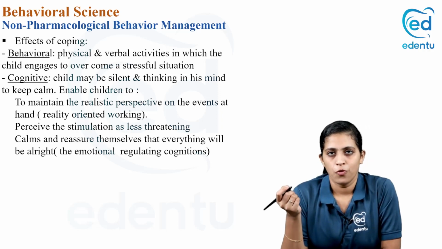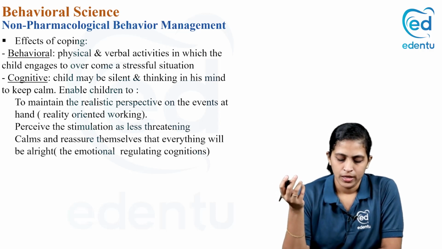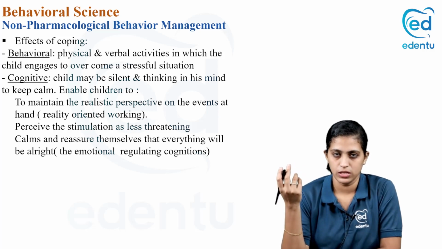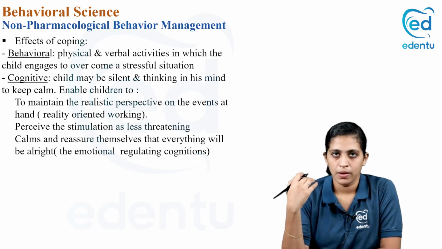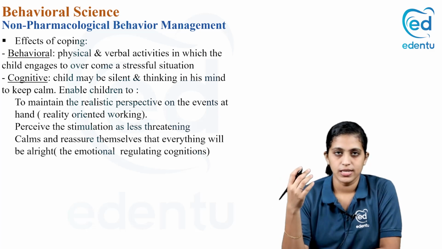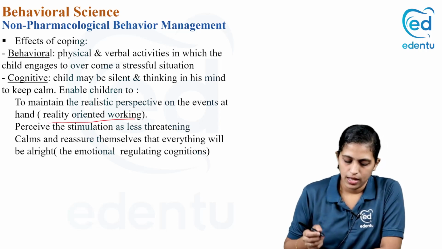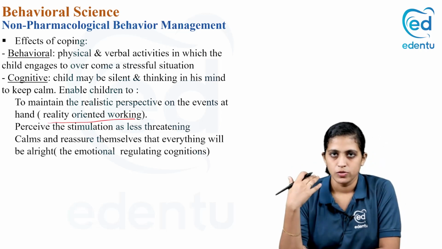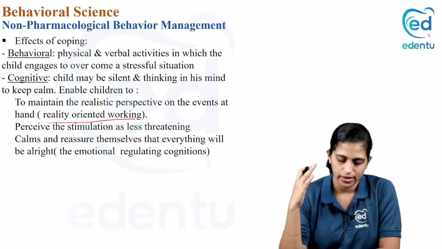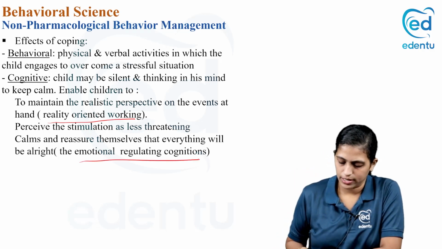Now into the effects of coping. First is behavioral effect, and the other one is cognitive effect. Behavioral is the physical and verbal activities in which the child engages to overcome a stressful situation. Cognitive is where the child may remain silent and think in the mind to keep calm. This enables a child to maintain a realistic perspective, which is reality oriented working. Next, they perceive the situation as less threatening. They accept the reality and understand the situation isn't as bad as they expected. Then they calm and reassure themselves that everything will be fine. That is the emotional regulating cognition.